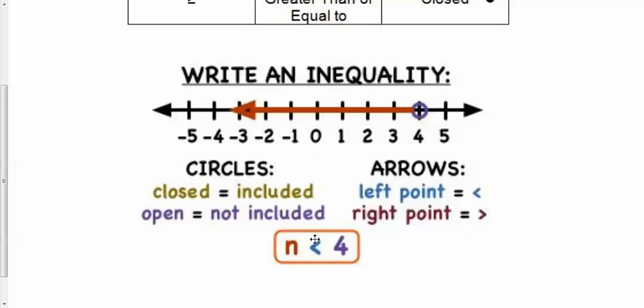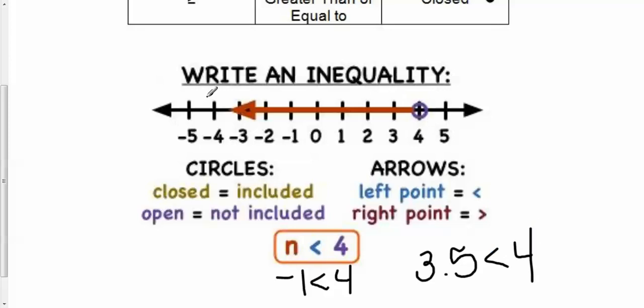So solutions for this could be 3, 1, -3. If I put the number -1 in that, -1 is less than 4. That's a true statement. I could put 3.5 into that. 3.5 is less than 4. So those are all included in the solution.